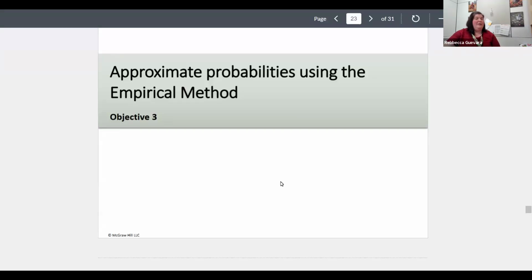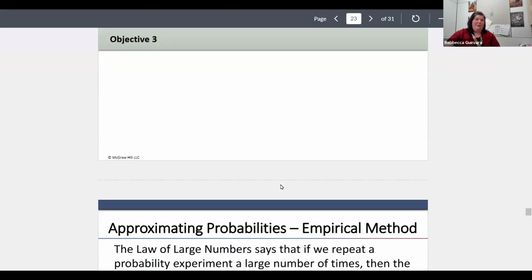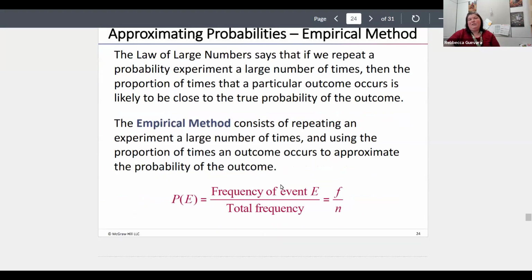Okay, so we're going to look at the empirical method of probabilities. The empirical method is really for when we have no clue what's going on. Like when we roll a die, we know all the things that could happen. It could land on a 1, 2, 3, 4, 5, or 6. We know the probabilities of all those events have the same likelihood of occurring.